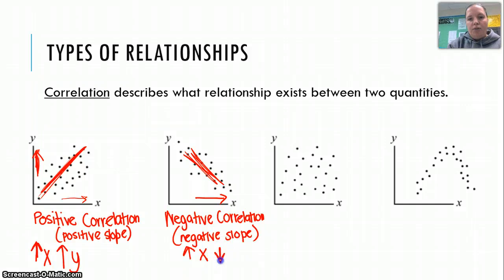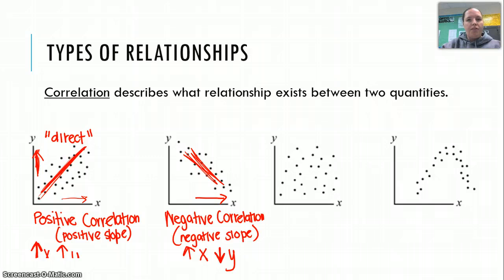So positive correlation isn't just positive slope. What that positive slope tells you is that there is what is called a direct relationship. Meaning that as the variable on the x-axis goes up, so does the value on the y-axis. So study time goes up, so does quiz grade.